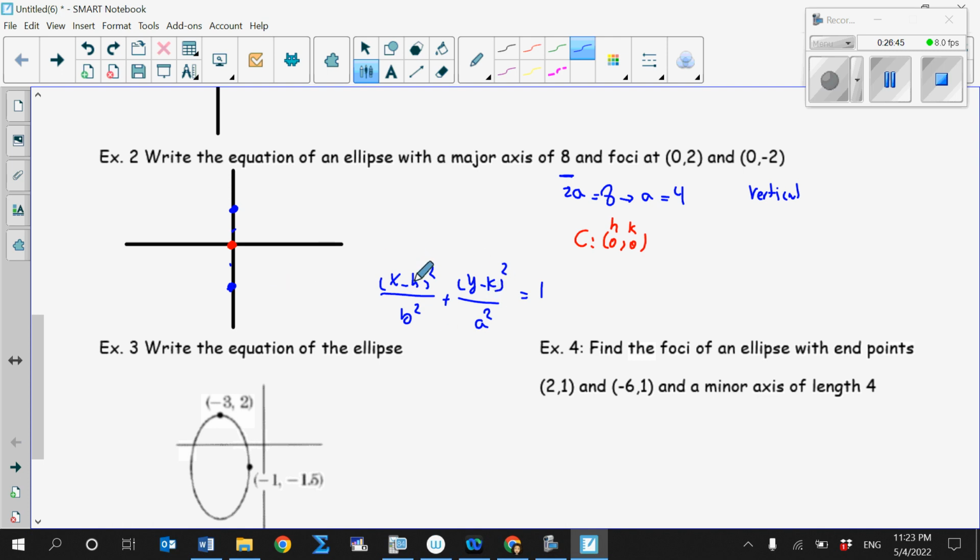We have h and k, which are 0 and 0, but we need to find a and b. We also found a, which is 4. So we have only one missing part, which is b. How do I find b? We learned before that c squared is equal to a squared minus b squared. We have a, which is 4, so 4 squared is 16. But what is the b value?